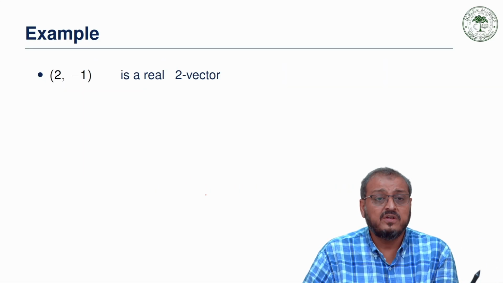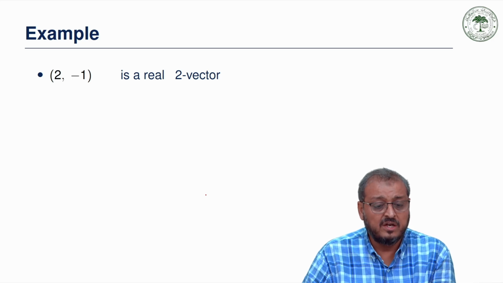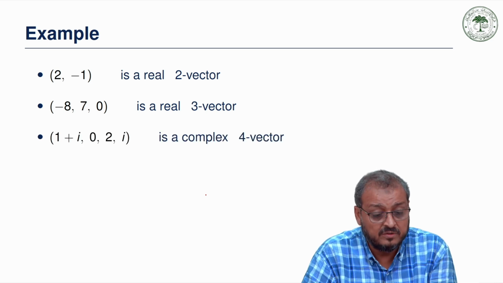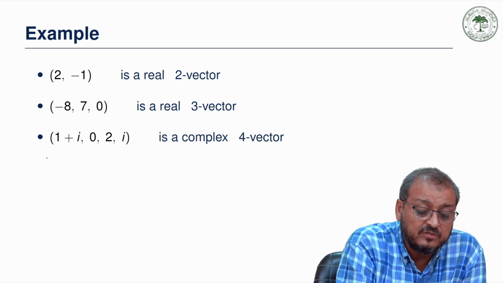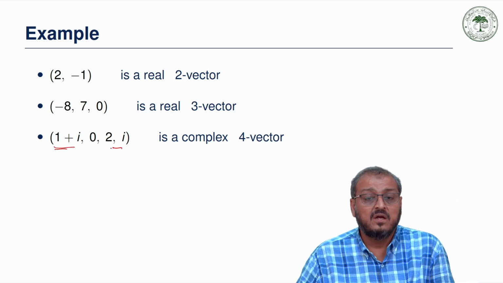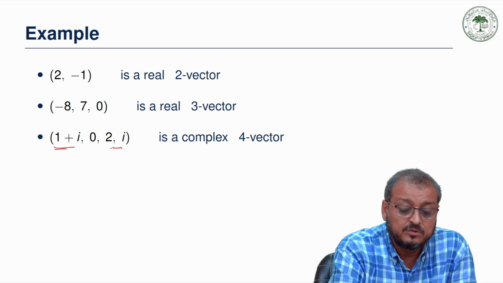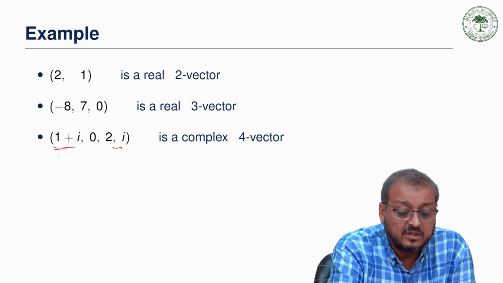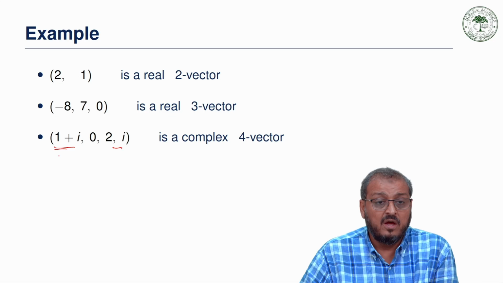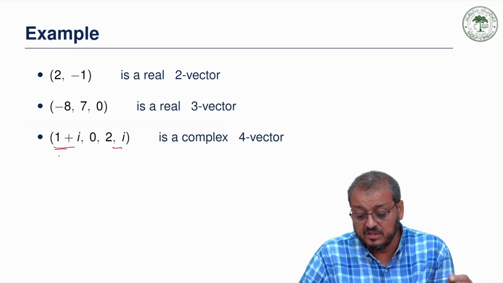For example, if we take (2, -1), where ordered pairs are there, this is in real 2 space, and this is in real 3 space. And then here we take elements that are complex numbers. So that means we have complex 4 vectors. So you can say that it is a complex 4 vector, which means 4 spaces are there. In the similar fashion, we can just say that.